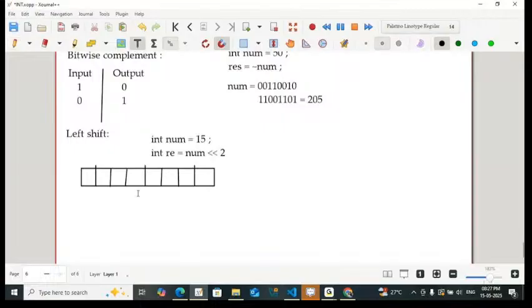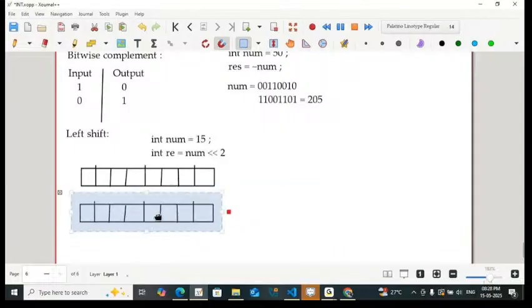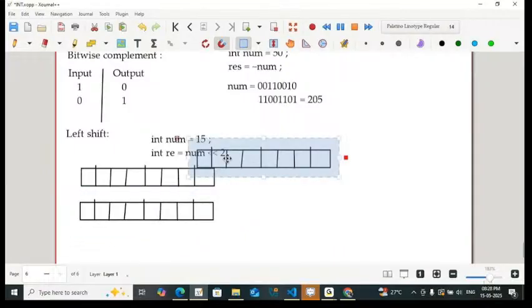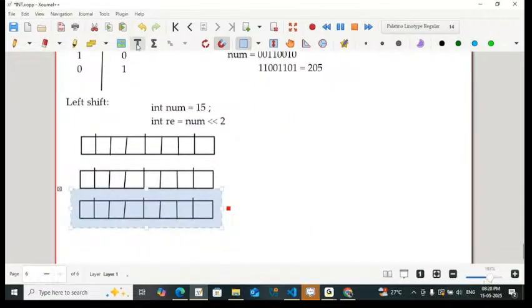Okay, so after representing the number in 8 bits, I have to shift to the left for 2 times. Whenever I perform the left shift, this first bit we call the most significant bit, MSB. This last bit is called the least significant bit because it has the least prominence.